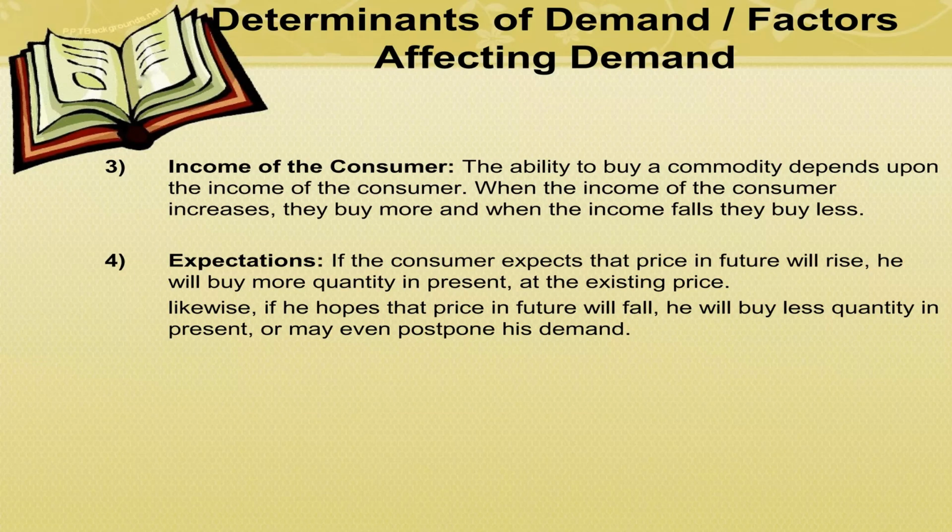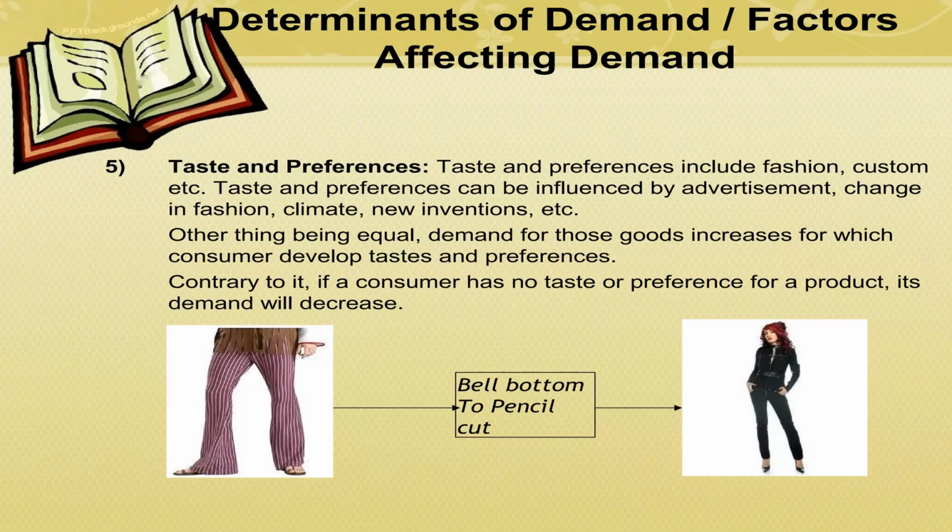Next, moving forward, taste and preferences. Taste and preferences include fashion, customs, etc. Taste and preference can be influenced by advertisement, change in fashion, climate, new inventions, etc. Other things being equal, demand increases for those goods for which the consumer develops a taste. On the contrary, if a consumer has no taste or preference for a product, his demand will decrease.